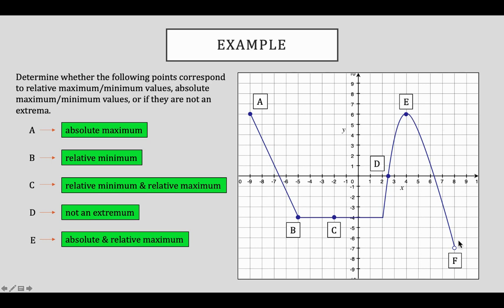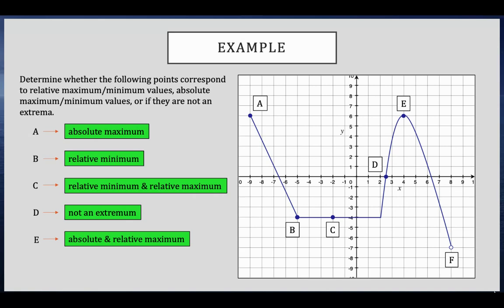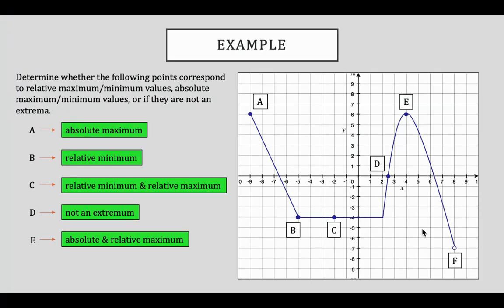And finally, let's come down here to point F. Notice that this is an open circle. The endpoint is not included. These y values are going to continue to go down and get closer and closer and closer to y equals -7. However, they are never going to actually equal -7. Because the y values are actually never going to equal -7, this is not an absolute minimum. And it can't be a relative max or min because it is an endpoint. Therefore, F is not going to be an extremum.